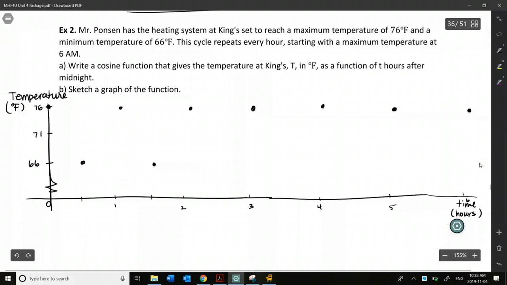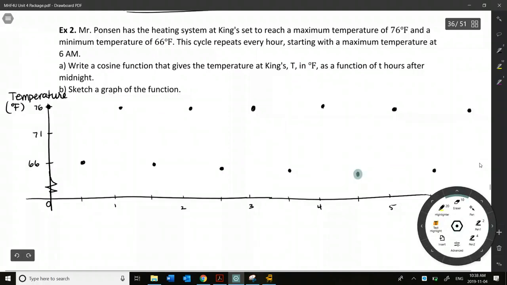Yeah, I thought it was 71, so halfway between those two things, I'll be at 71. But halfway between max and max is a minimum. So I'll be hitting 66. I apologize for my bad locations here. You get the point. Okay, so that will be happening at every half hour.